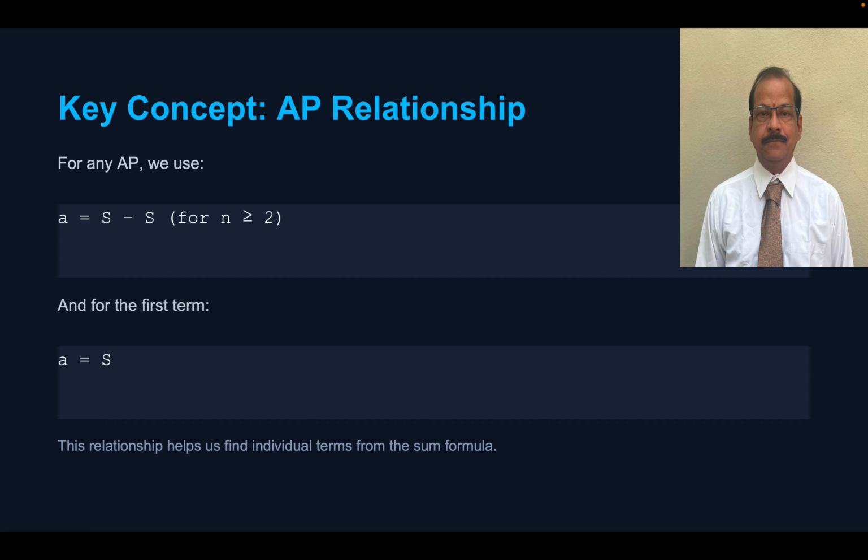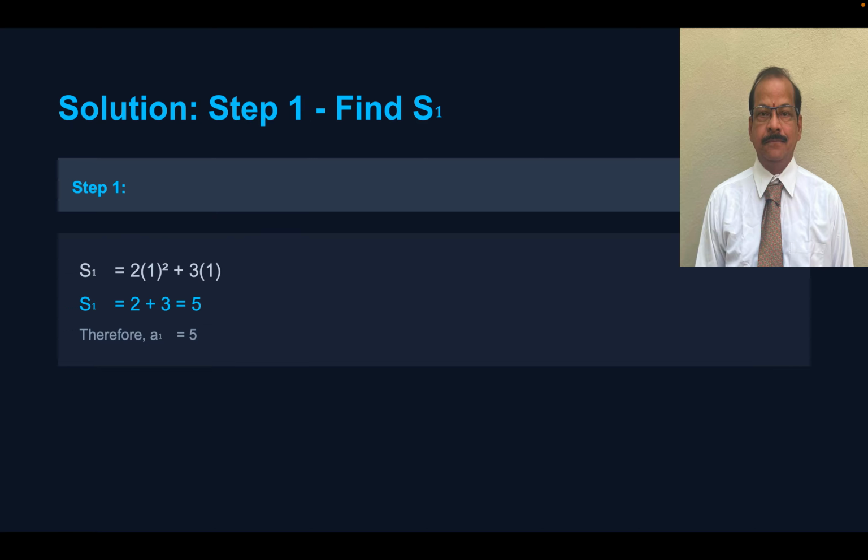Now, A, the initial term, is S2 minus S1. Right? Okay. For the first term, A equal to S1. What is S1 here? 2 of 1 square plus 3 of 1. So I get 5. Therefore, my first term of the progression, arithmetic progression, is 5. Okay.